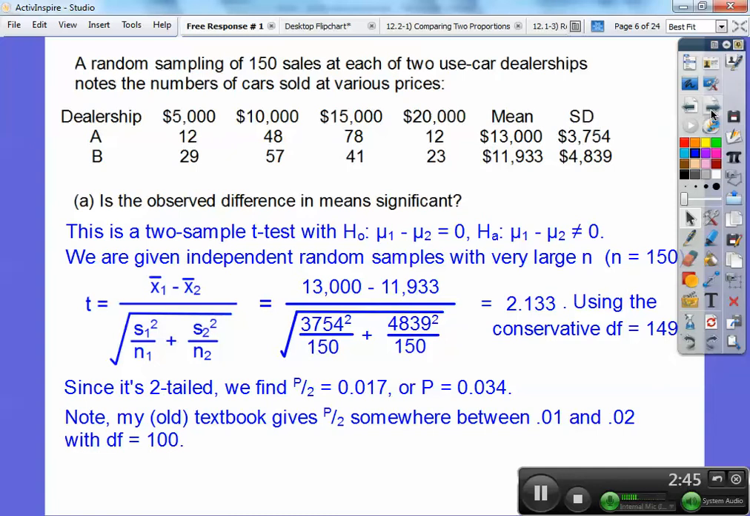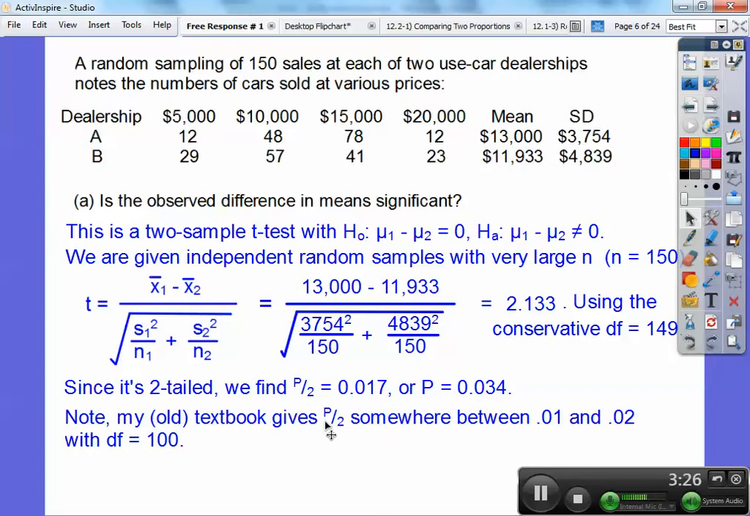Now my old textbook, the one I teach out of, was printed in 1999, so it's old, you guys. It doesn't have that degrees of freedom. It goes to 50, 60, 80, and then 100, then 1,000. So I had to use the 100 one right there. It just told me that the p over 2 value is somewhere between, so I scroll up to the top of my chart, and it's somewhere between 1 and 2%. Then I multiply by 2, and it's going to be somewhere between 2 and 4%.